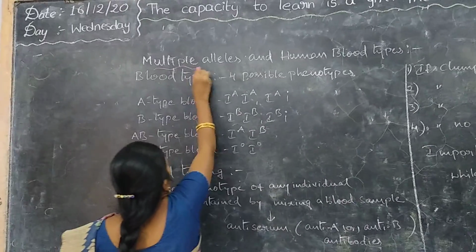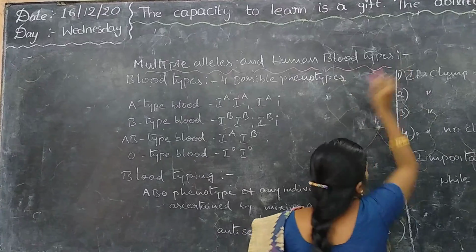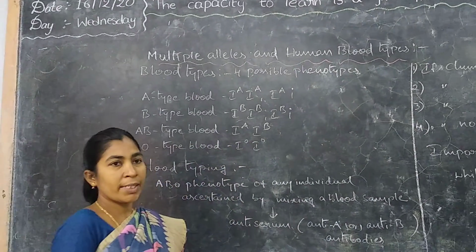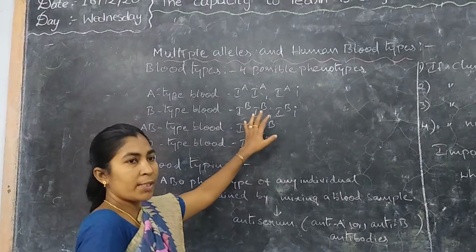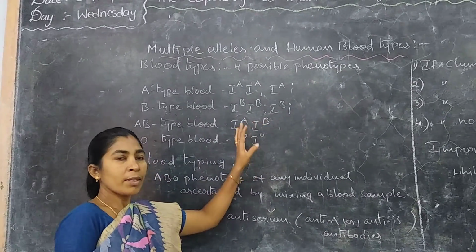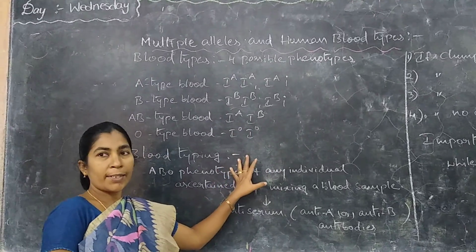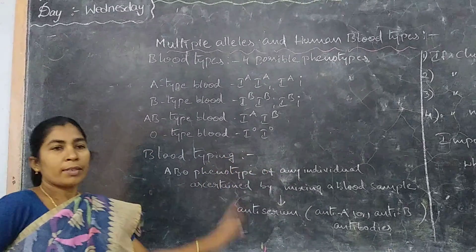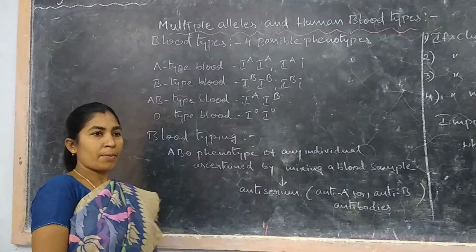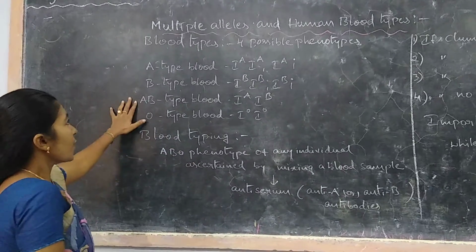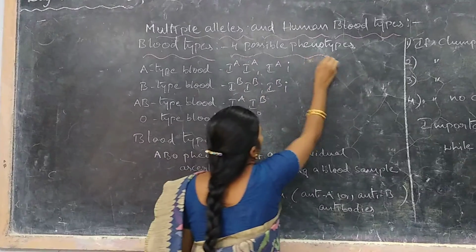The topic is multiple alleles and human blood types. Okay, last class we completed what the blood groups are and which genotypes are present. Then we covered blood transfusion, how it occurs, and which types of blood are accepted from one person to another. Now, continuing, let us observe the blood types and their possible phenotypes.